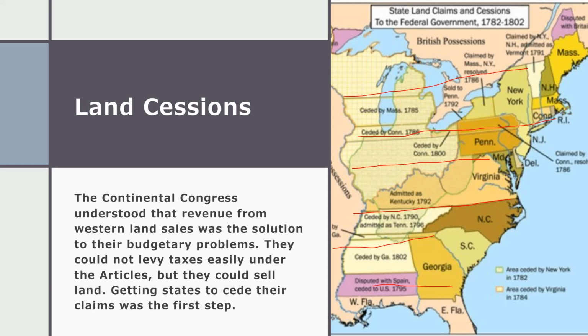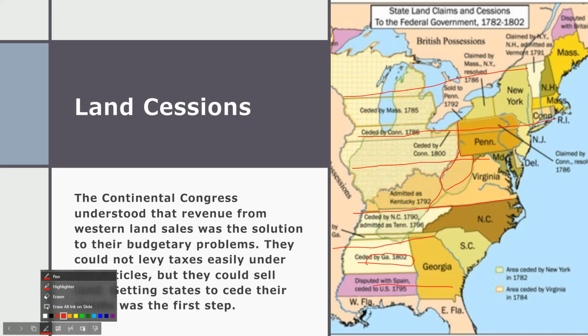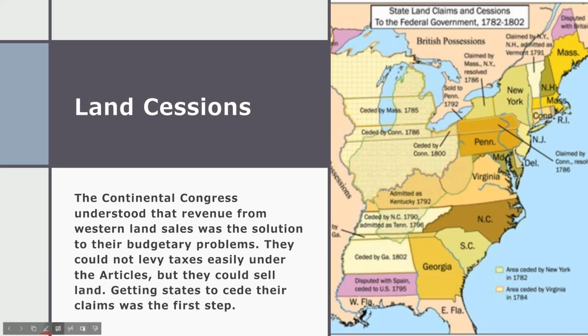So what Congress needed to do and what they succeeded in by the early 1800s, Georgia being the last here in 1802, was to get all of the states to recognize that their claims ended with their western borders. With this, Congress began the process of organizing all of this territory for settlers and for later statehood.